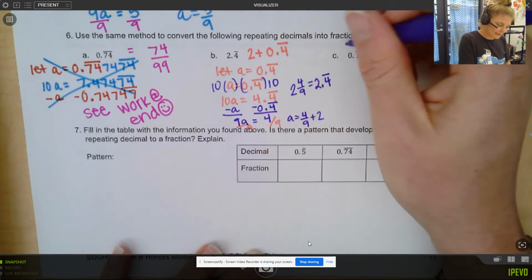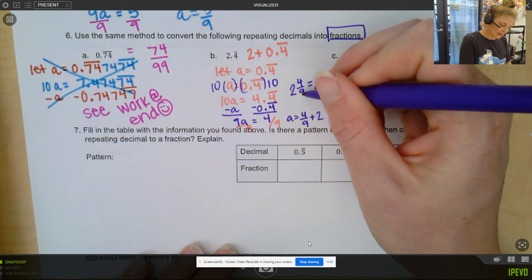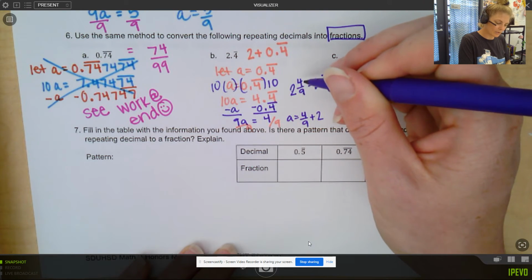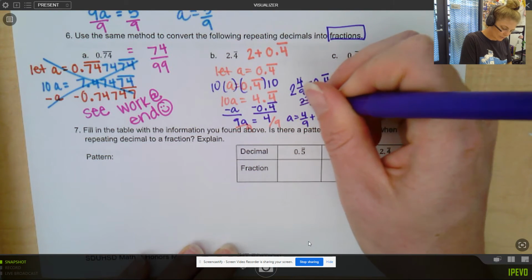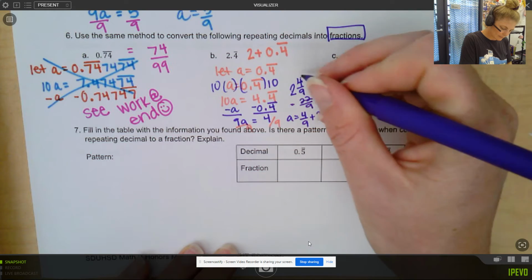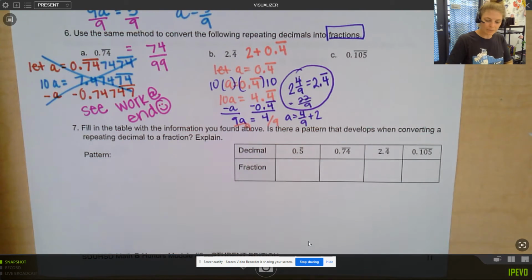But notice we wanted this just as a fraction. So 2 and 4/9: 2 times 9 is 18, plus 4, 19, 20, 21, 22. So this is 22/9. Give it a circle for my answer. Okay, really nice job.